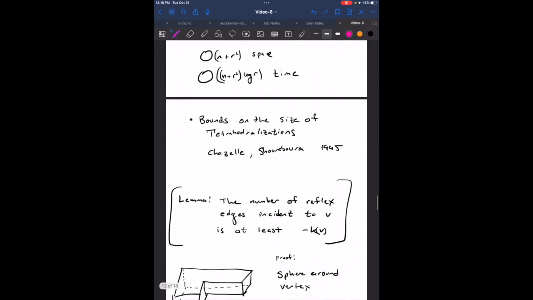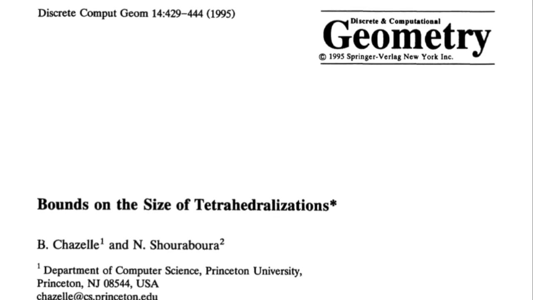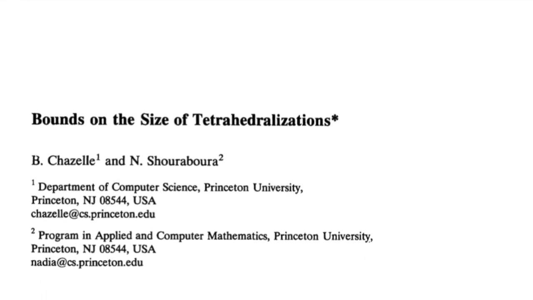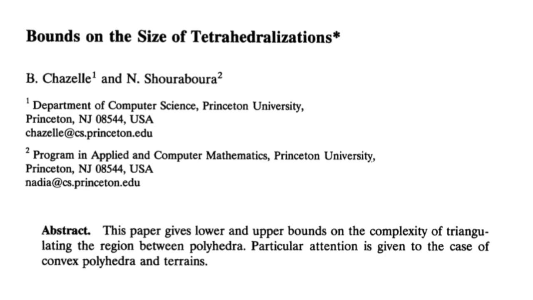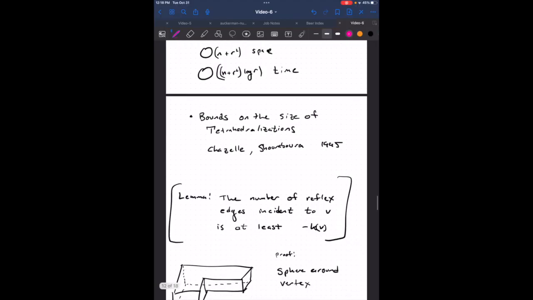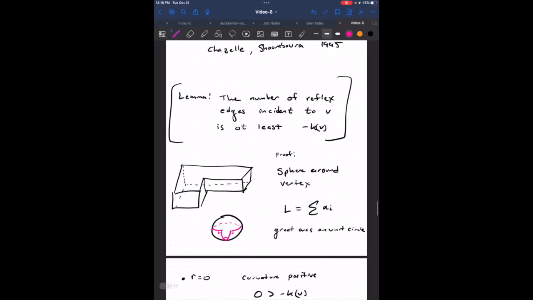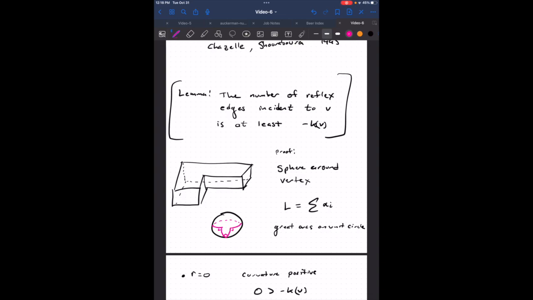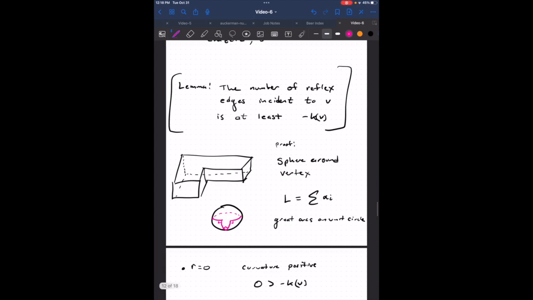Okay, so now we're moving along to 1995, and what we're going to do in this paper is remove this dependency on the genus using the Gauss-Bonnet theorem. So first a lemma. In this lemma, we're going to say the number of reflex edges incident to V is at least the curvature of that vertex. And this is a pretty clever argument. So what we're going to do is we're going to put the unit sphere around a vertex.